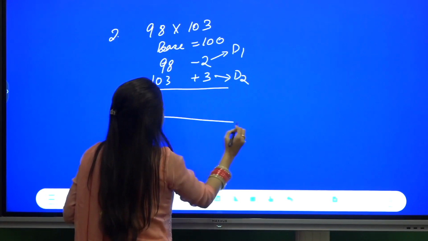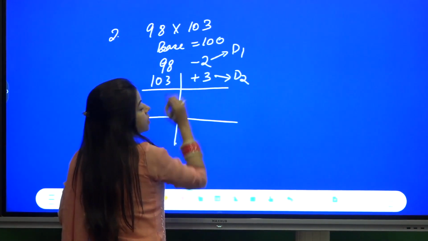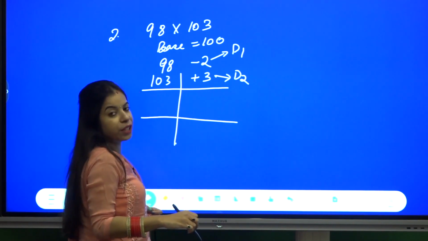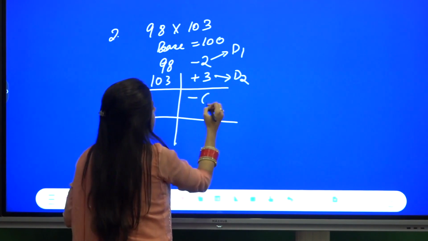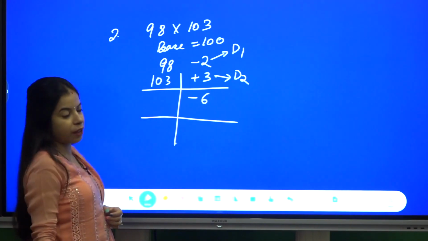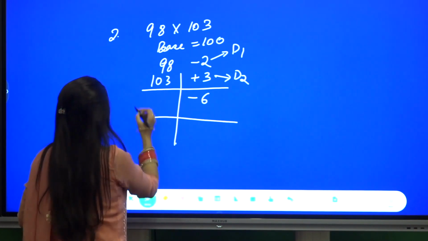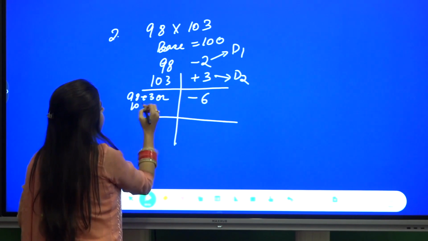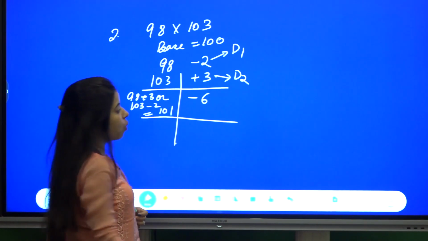We are going to divide the answer in two parts. For the right part, we take the product of the deviations, which is minus 2 into 3, which is minus 6. And for the left part, we add the numbers crosswise, which is 98 plus 3 or 103 minus 2, which is 101.